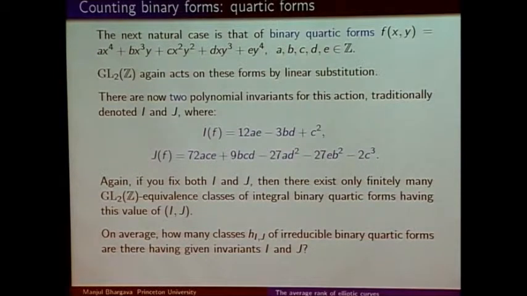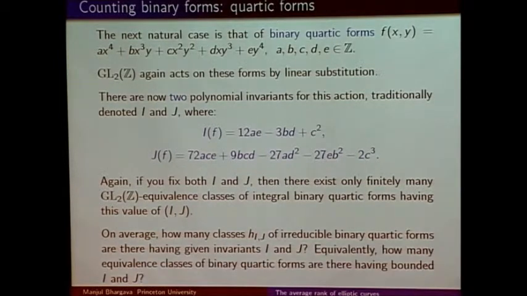So for general coregular spaces, this is a theorem of Borel and Harish-Chandra that says that if you fix the values of the invariants, then the number of integer orbits that have those invariants is always going to be finite. And so you can ask about the average size of class number for general such coregular spaces. And this is one example where there are two invariants. Okay, so we can ask how many equivalence classes of binary quartic forms are there having bounded I and J? That's the analogous question to what we asked in the quadratic and cubic cases.